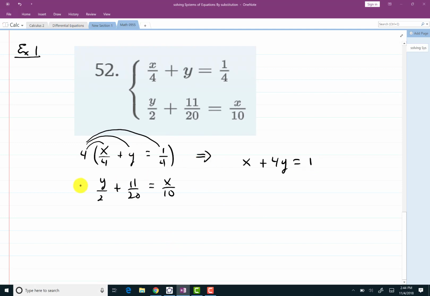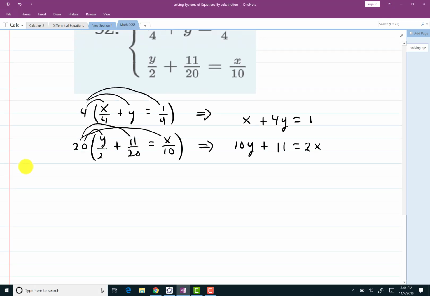On the bottom here, I'm going to multiply this by 20. 20 is the LCD of all these fractions. And when I do that, the 2 goes into 20 10 times. I'll have a 10y plus 20 will cancel with the 20 here. Remember, you're doing this distributively, all three parts. 20 times 11 over 20 will be 11. And on the right-hand side, when I multiply 20 to x over 10, I'll get 2x.